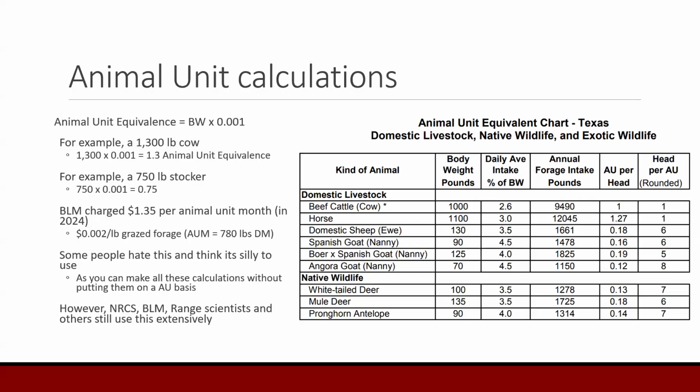So you can also do that same thing to calculate an animal unit year, right? 26 times 365, which I don't know what that is. I guess it'd be 9,490. Annual forage intake in pounds for a 1,000 pound beef cow, 9,490. Any questions? Does this all make sense? Anybody getting confused or lost? Do I need to explain anything again?